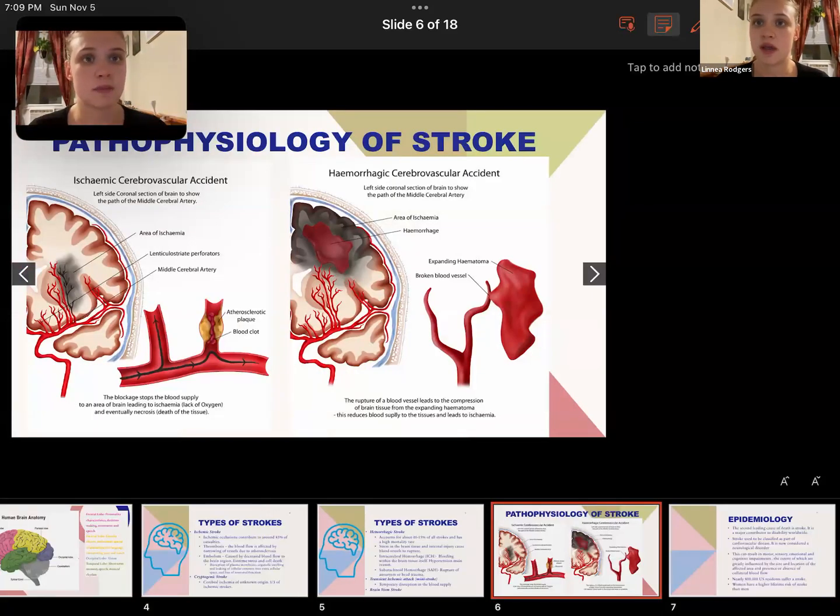So here's the pathophysiology of a stroke. You can see here the difference between an ischemic cerebrovascular accident and a hemorrhagic cerebrovascular accident. On the left side, the necrosis is all in black here. You can see where those vessels have died, where there are blockages forming. And with the hemorrhagic, you can see how the vessel has completely exploded. There's an expanding hematoma, which causes a larger area of the brain tissue to die.